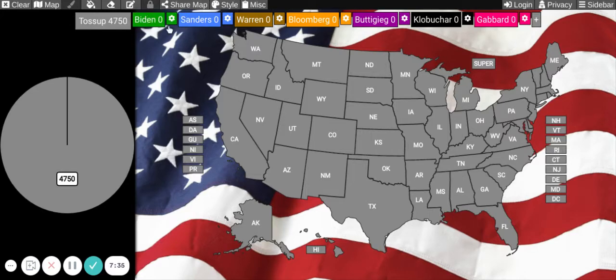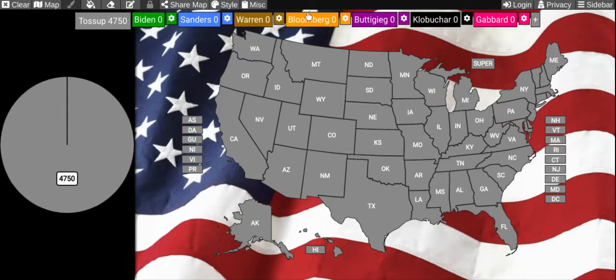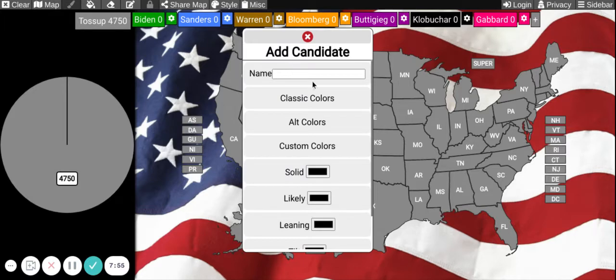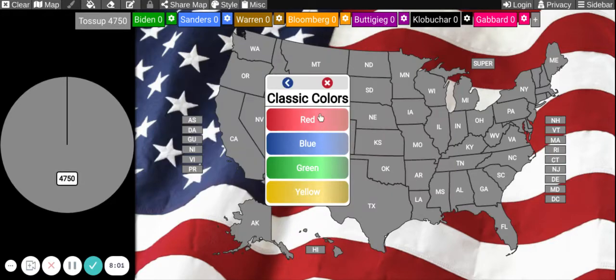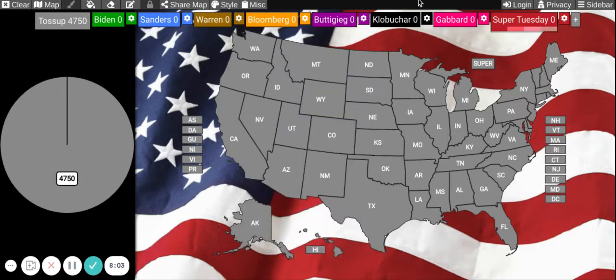One last thing, Super Tuesday. Super Tuesday is basically... okay. So Super Tuesday. Let me just get a new candidate. Let's just put them as red because nobody's red here. 14 states participate in Super Tuesday. So it's kind of like they all hold their election at the same time.